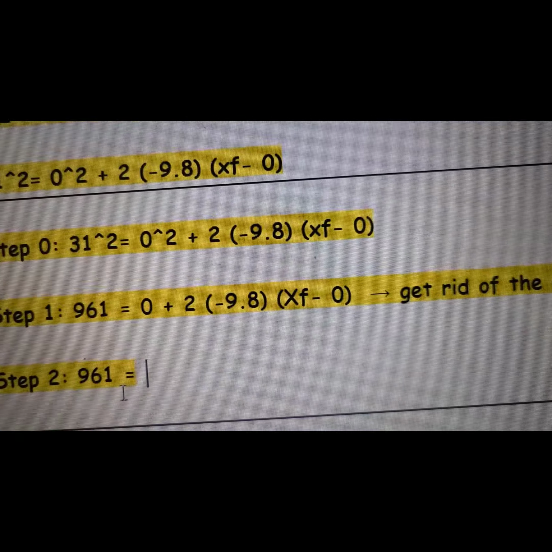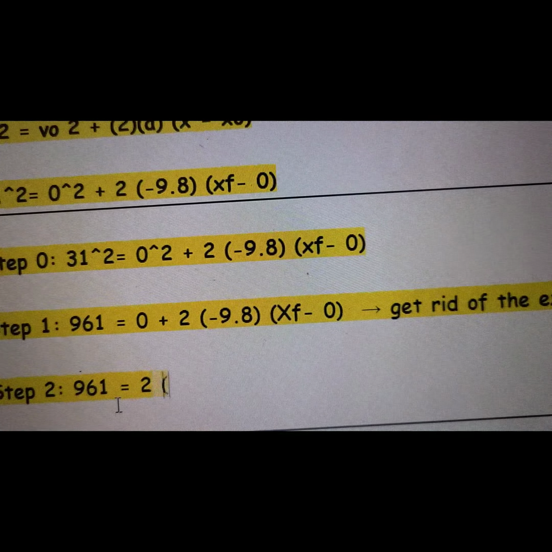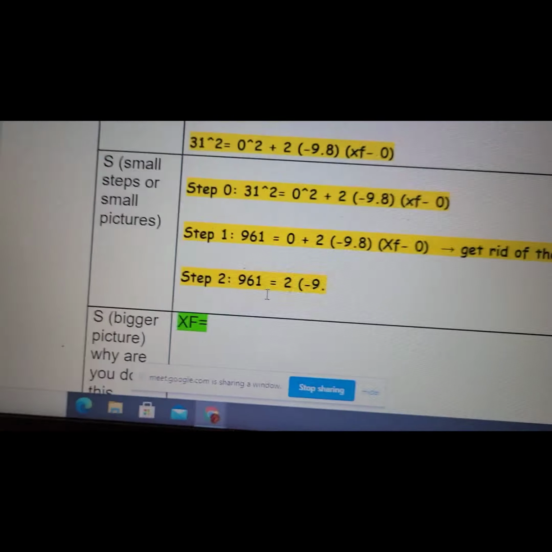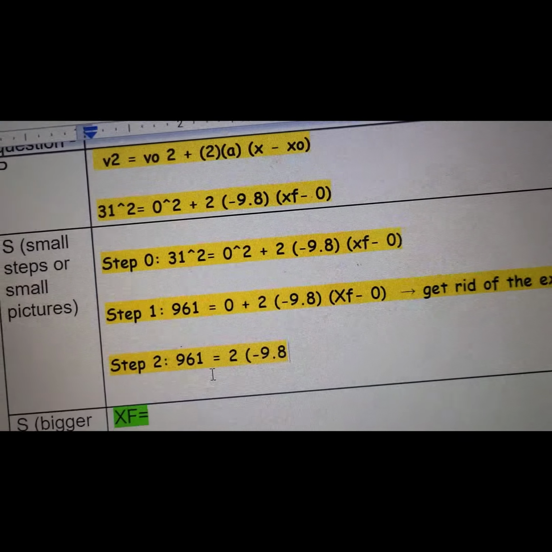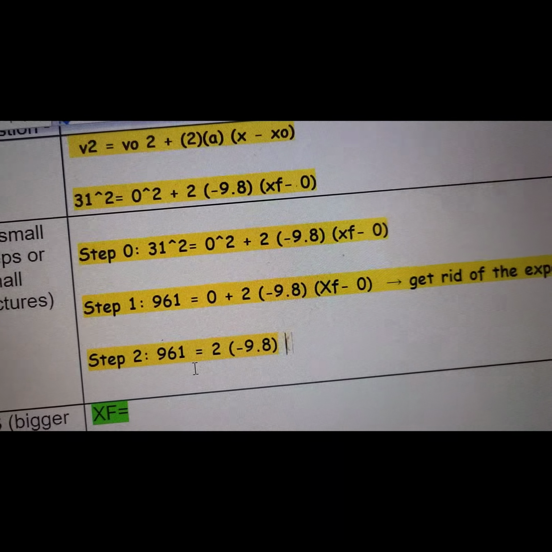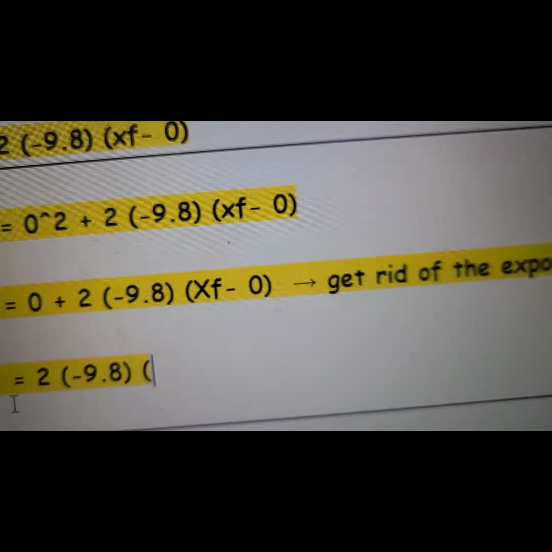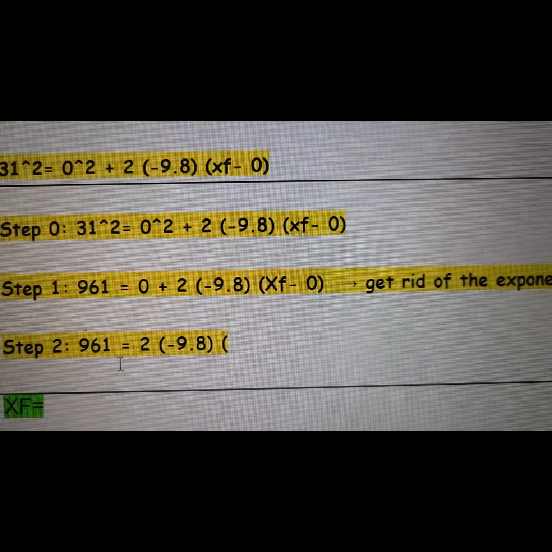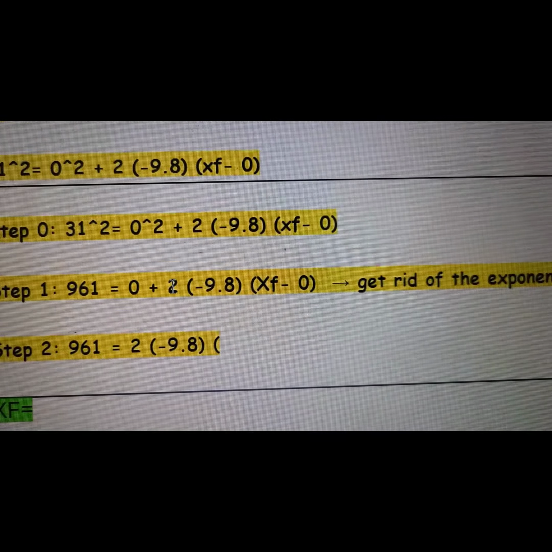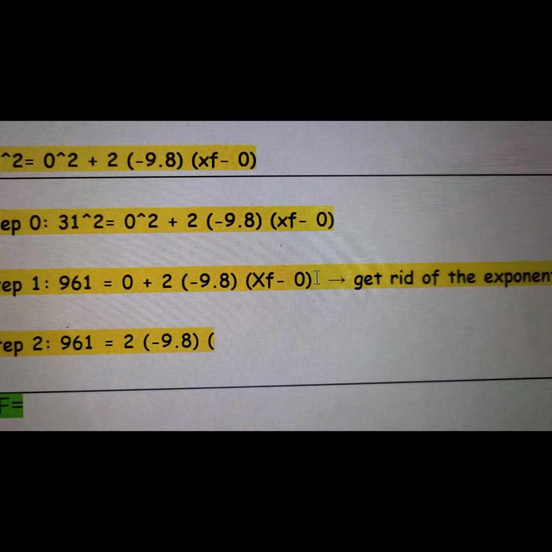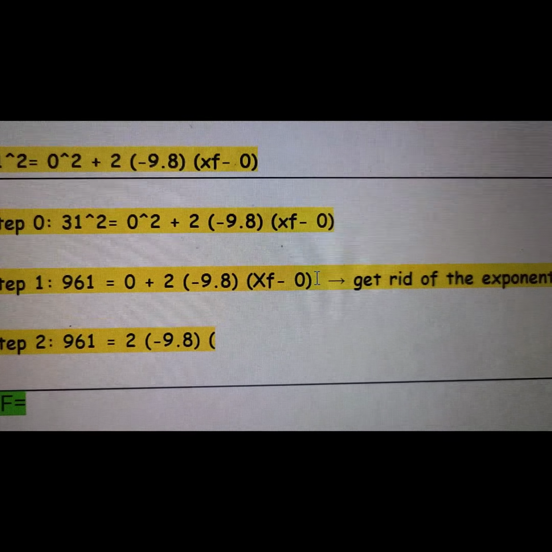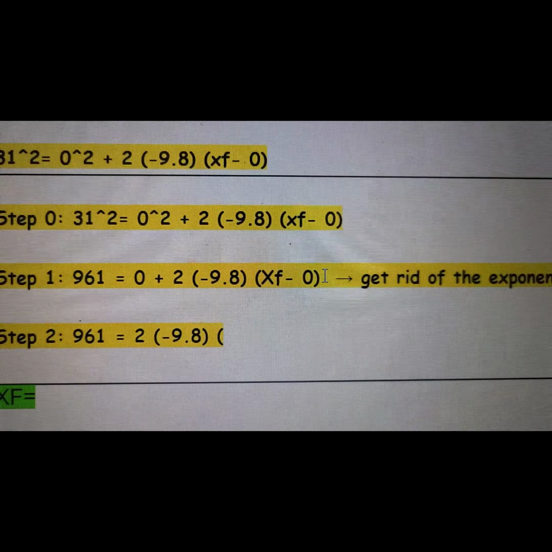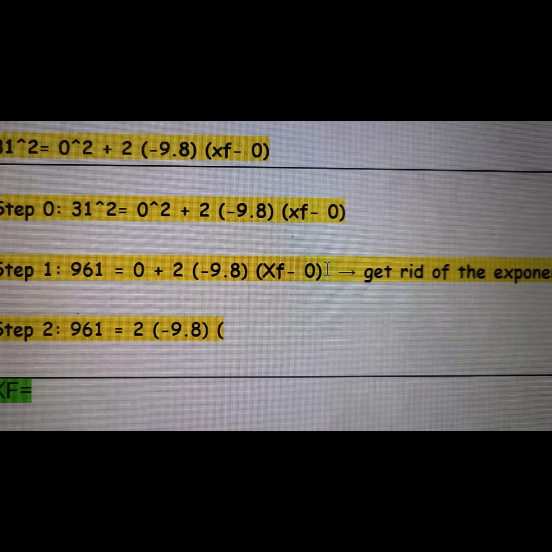So step 2 equals 2 negative 9.8. It's weird. And what about this part right here that has the xf minus 0? What do I do with that? Because that's part of a 0, but you guys told me before to get rid of the zeros, but I want to make sure that's okay. You can still get rid of it because anything adding or subtracting by 0 would equal that number.